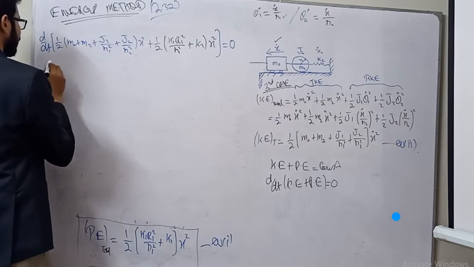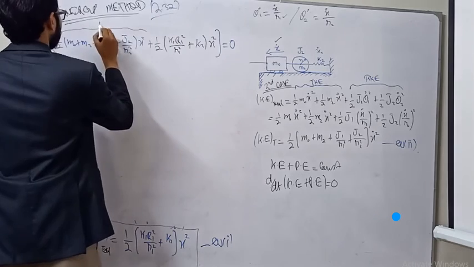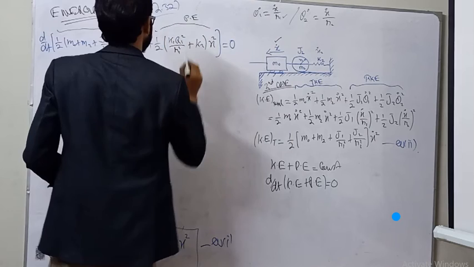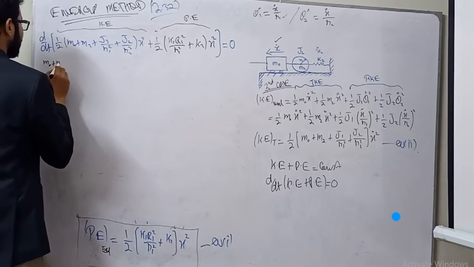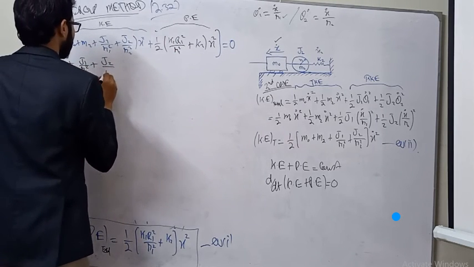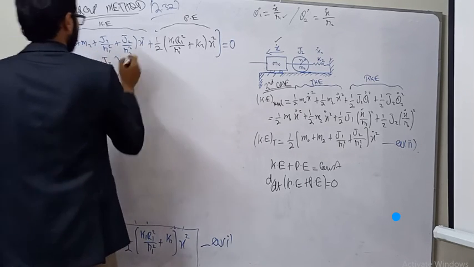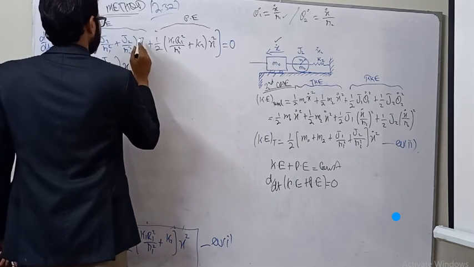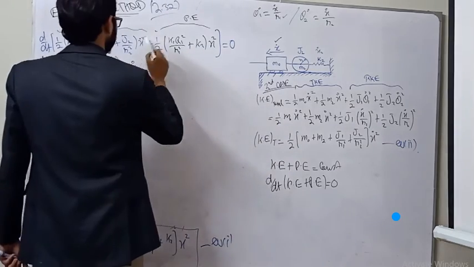So first of all, this term is because of the kinetic energy, and this term is because of the potential energy. Taking derivatives, we have m naught plus m2 plus J1 over r1 square plus J2 over r2 square, and the 2 will cancel with this, and we have x and x naught here. This was x naught because it is a kinetic energy, so we have a square and not square here.